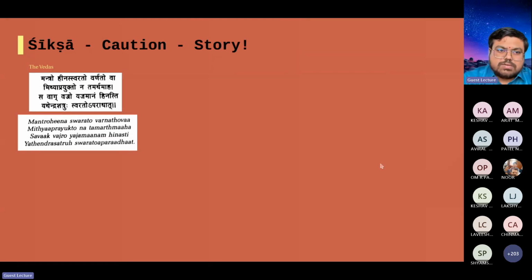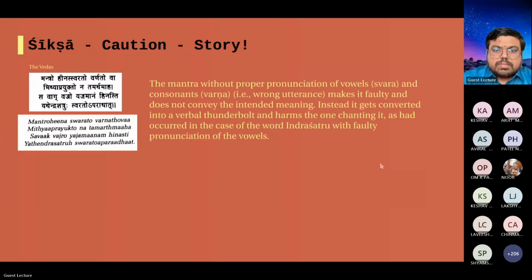In fact, there is a story associated with this. In the Vedas, they give a reference to this story. Mantrohina swarato varnato va mithya prayukto na tamarthamaha, sa vagvajro yajamanam hinasti yatendrashatruh swaratoparadhat. That means the mantra without proper pronunciation of vowels and consonants becomes faulty and does not convey the intended meaning. Not only that, instead it gets converted into a verbal thunderbolt and harms the one chanting it, as had occurred in the case of the word Indrashatru with faulty pronunciation of the vowels. That means this Indrashatru is the reference story.